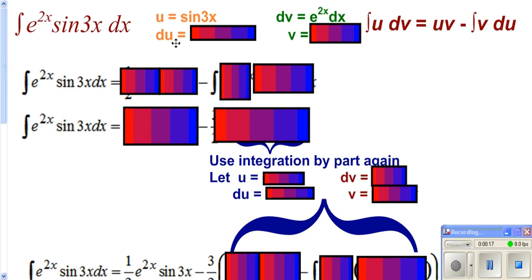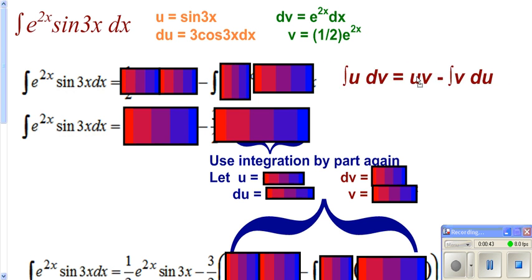Then you have to figure out your du, so you have to take your derivative. Derivative of sine is cosine, and then you have to remember your chain rule, so that's why there's a 3 in front. Here you have to integrate, and that would give you 1/2 of this, because remember, e to a power, when you integrate or differentiate, is always e to that same power. But we need to have a 1/2 here to undo the derivative of the exponent.